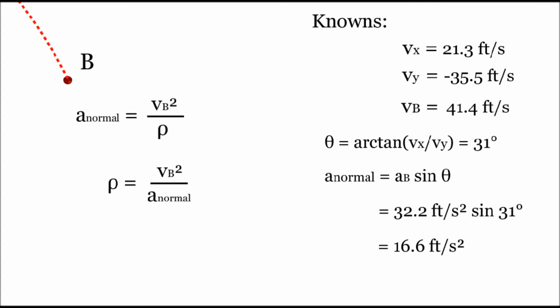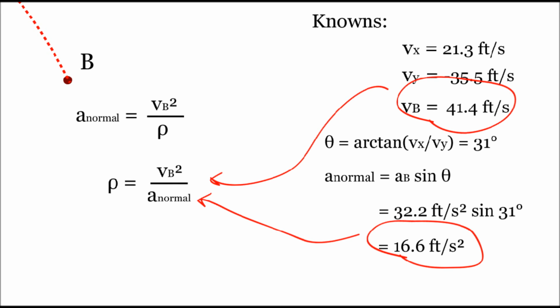Now back to the formulas for radius of curvature. We now have both speed and normal acceleration. We can plug them in, and we'll find that the radius of curvature is 103 feet.